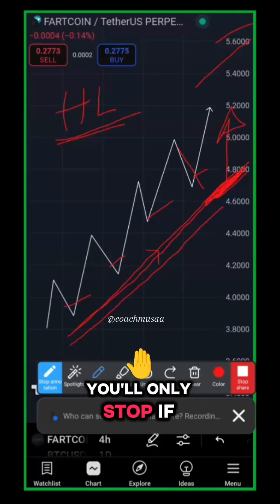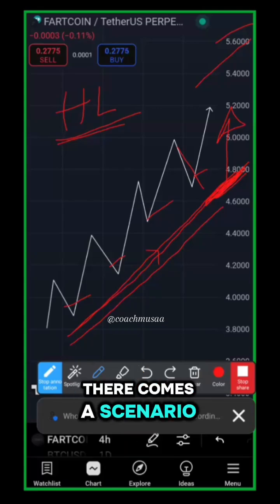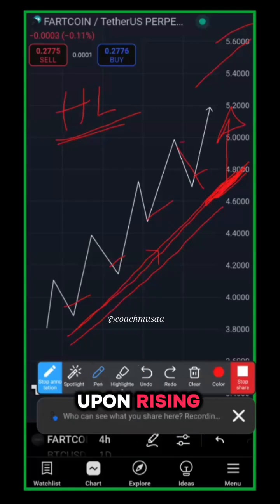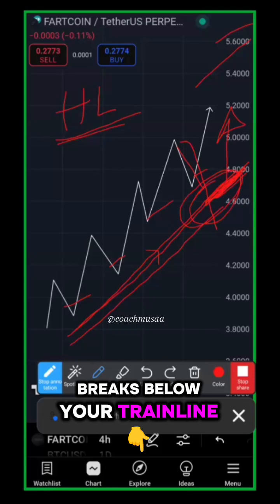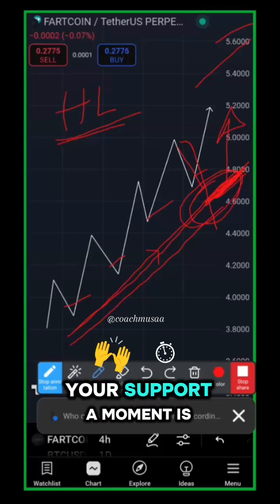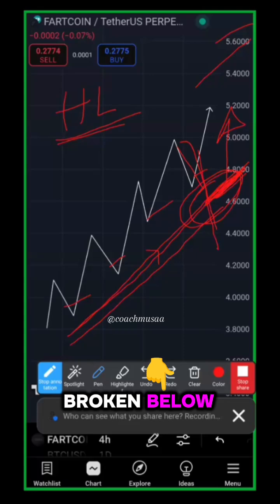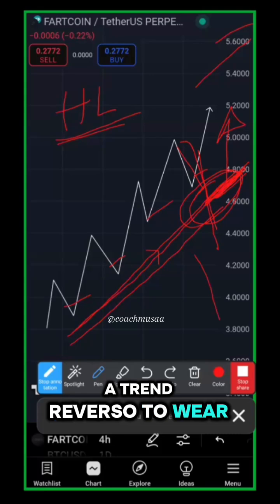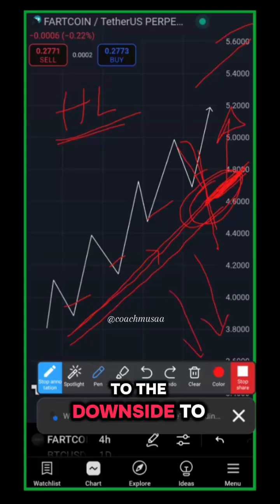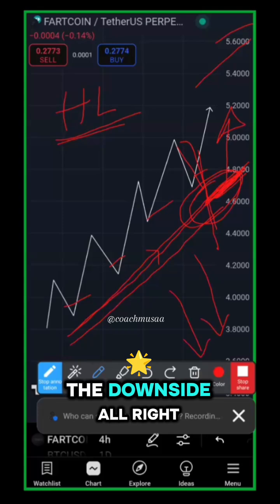You'll only stop if there comes a scenario where the market price, upon rising, comes with a lot of momentum and breaks below your trend line, what you have drawn as your support. The moment it is broken below, it's a sign of a trend reversal to where? To the downside. To the downside.